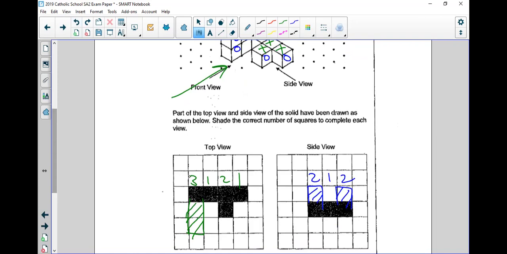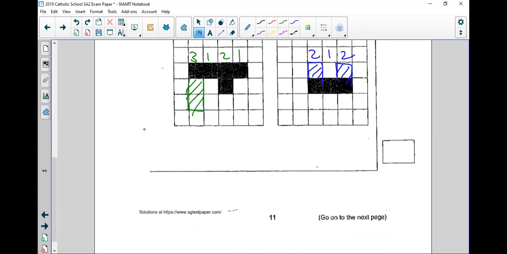Okay, so that's how you color how many squares. You have to count the squares, all right? And then you do something like this: 2, 1, 2, 3, 1, 2, 1. Top view, there's only one drawing, no other drawings. Okay, let's go to the next one, next page.